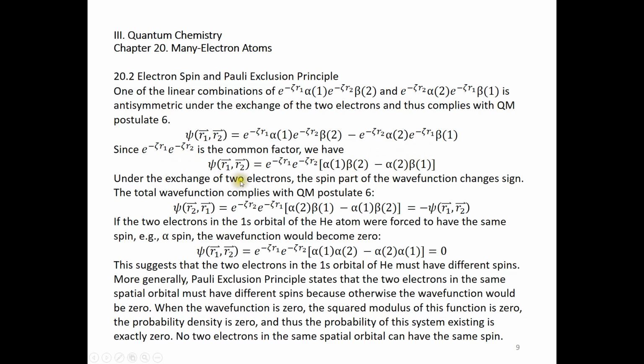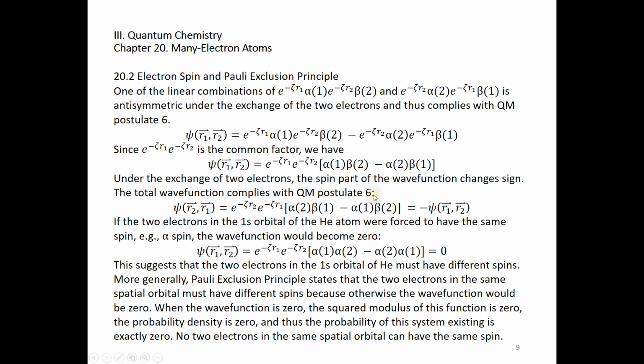Therefore, under the exchange of two electrons, this spatial part that depends on the spatial coordinates remains unchanged. So these two exponential functions together are symmetric. But the spin part is anti-symmetric, which changes sign when we exchange the two electrons. So overall, this wave function becomes anti-symmetric under the exchange of two electrons. And therefore, this wave function complies with the quantum mechanical postulate 6.